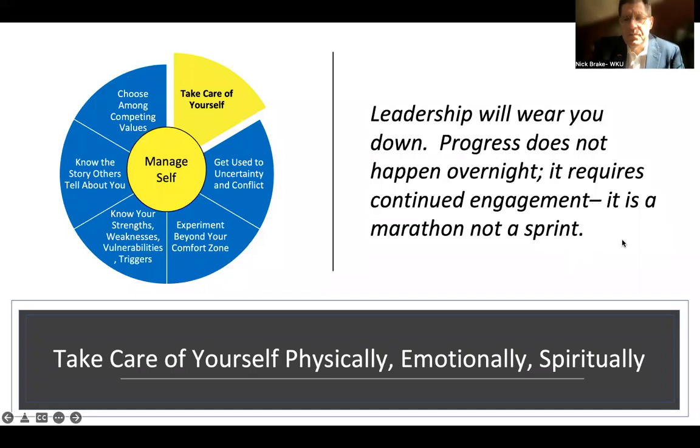Leadership is a marathon, not a sprint. It wears you down. Progress doesn't happen overnight. If you are really confronting the adaptive challenges that you need to confront in your organization, your community, whatever it is where you are leading and engaging in leadership, progress requires continued engagement. And it also requires you to take care of yourself physically, emotionally, and spiritually.